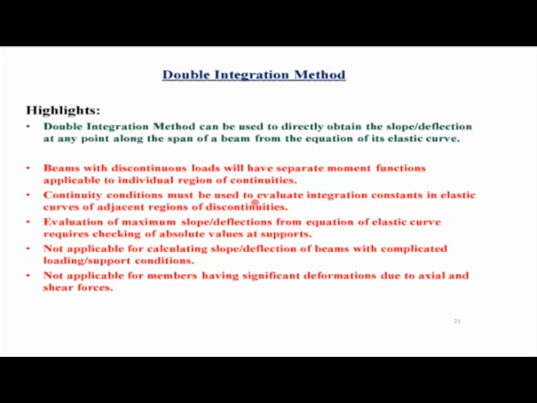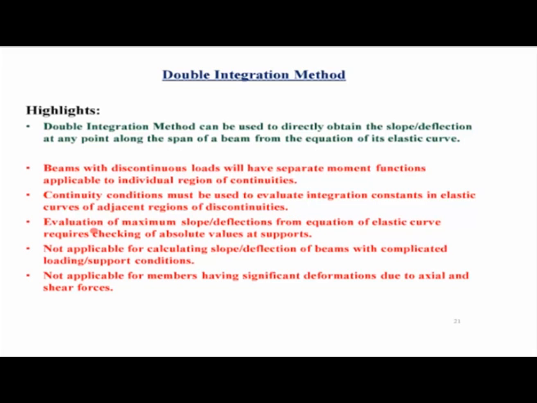Continuity conditions must be used to evaluate the integration constants in the elastic curves of adjacent regions. If you recall the second example, we first found the equation of the elastic curve for the region ranging from 0 to L minus A, and then using that equation we obtained the slope and deflection of the beam at x equal to L minus A. These were the boundary conditions for the equation of the elastic curve between L minus A and L.